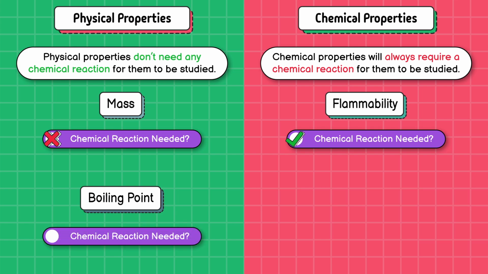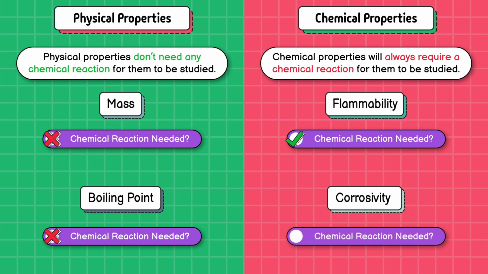To measure the boiling point of a matter, let's say water, you just have to increase the temperature until it boils. And even though during this process, the water gets converted into steam, it will still be considered a physical property because steam and water are both essentially the same matter. On the other hand, corrosivity is a chemical property because to see if a substance is corrosive or not, it must come into contact with another matter. And when that happens, it will corrode the other matter, and while doing this, it will also be converted into another substance.